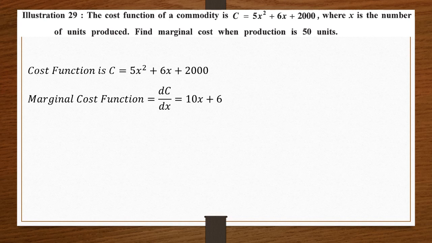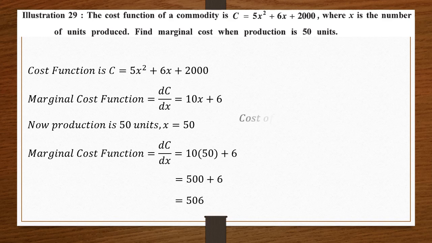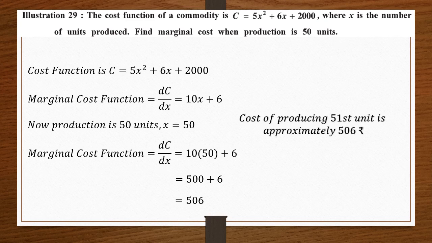Okay, the next step, we have the production, that is X, that is 50 units here. We will take X is equal to 50 and put it into our marginal cost function, that is dC upon dX: 10 into 50 plus 6, that is 500 plus 6, that is 506. Okay, so just write the statement: the cost of producing the 51st unit is approximately 506 rupees.